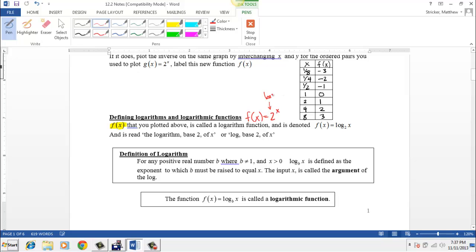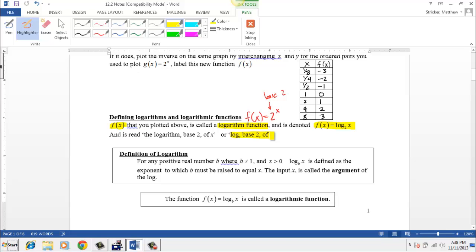The base is 2. It will have a function f of x called the logarithmic function, and it's denoted f of x equals log, with a little subscript 2 and then an x. It reads logarithm base 2 of x, or for short, log base 2 of x.